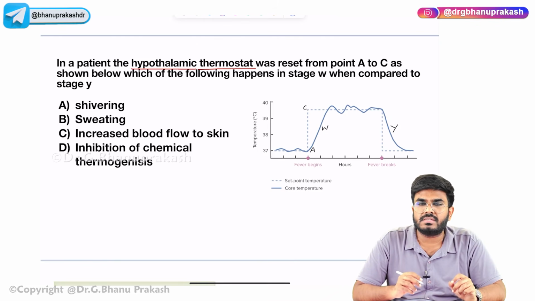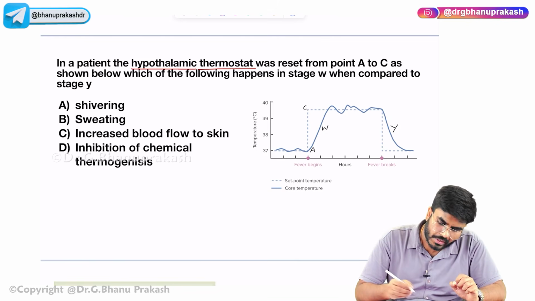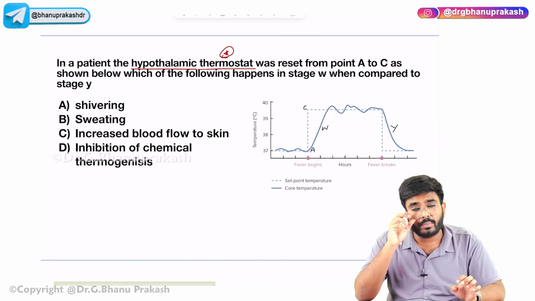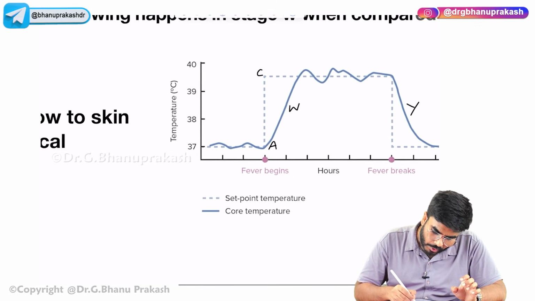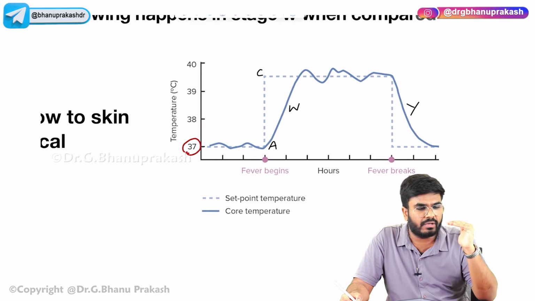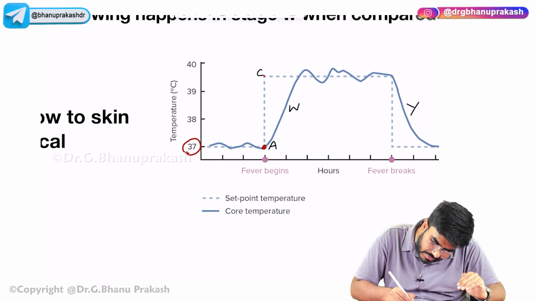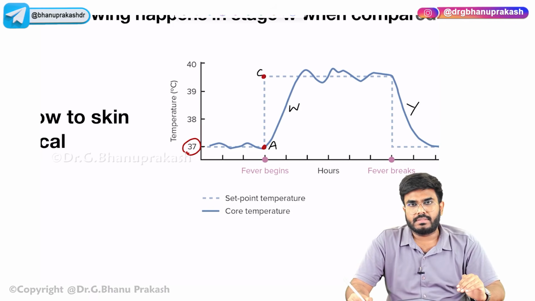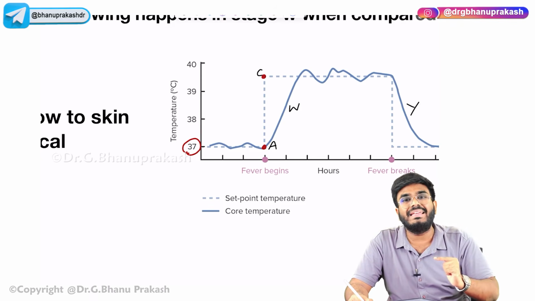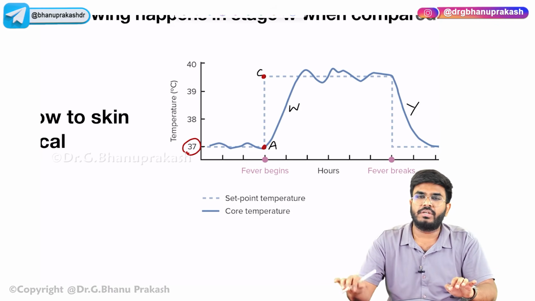Next, the hypothalamic thermostat. You know the hypothalamus regulates your body temperature. Now what we are doing is changing the temperature set point. Normally our temperature set point is 37 degrees. Now I have increased this value from 37 degrees to maybe 40 degrees. So in the hypothalamic thermostat, the temperature set point was increased. Imagine you have increased it to 40 degrees.